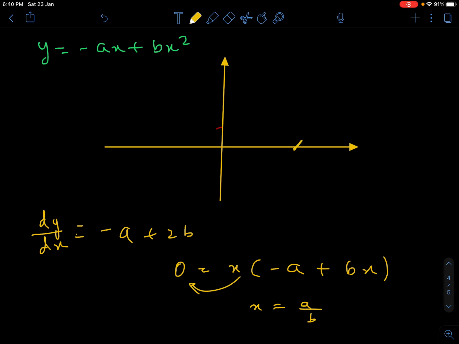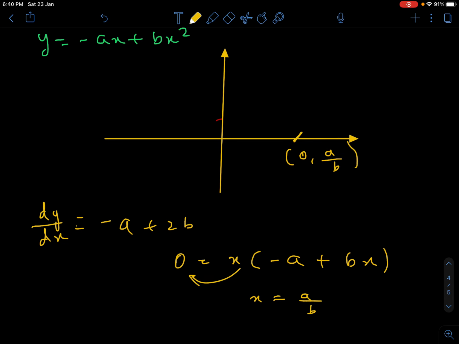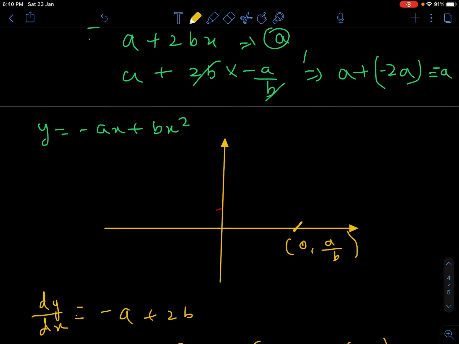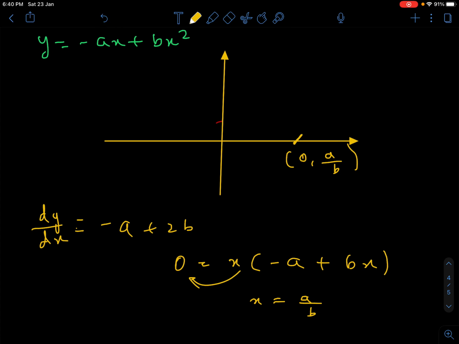That means here the point is a by b, 0. And when x is equal to 0, then y will become 0. Done. So it will be formed like this. This is the graph for this equation.